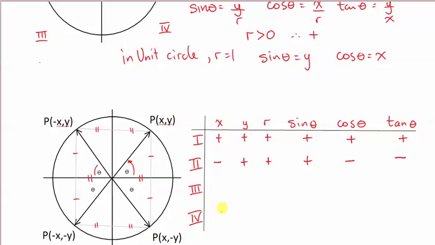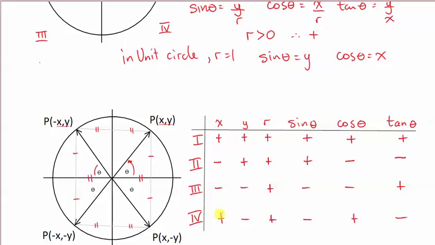Maybe pause at this moment and try filling out row 3 yourself and see if you can understand what's going on with these signs, and then rejoin me. Alright, hopefully you got these signs. Both x and y are negative, leading to both sine and cos being negative, but now tangent, because it's the quotient of x and y, is actually positive. Pause again and fill in the 4th quadrant, and again rejoin me and check your work.